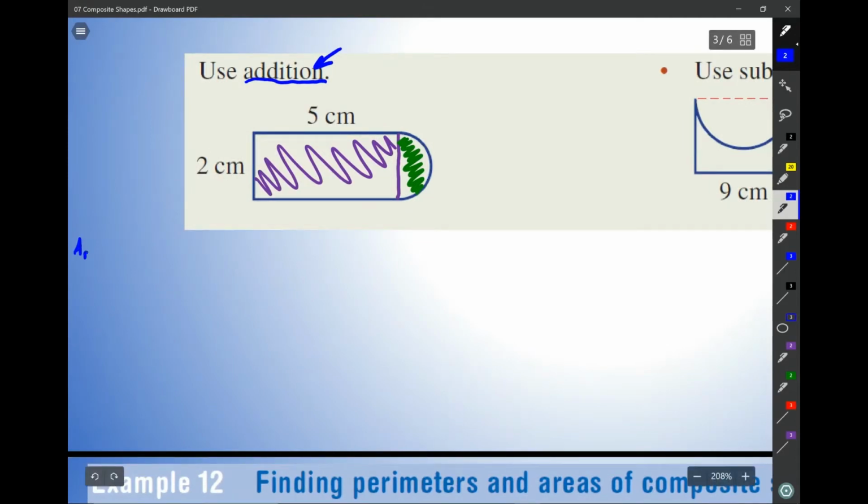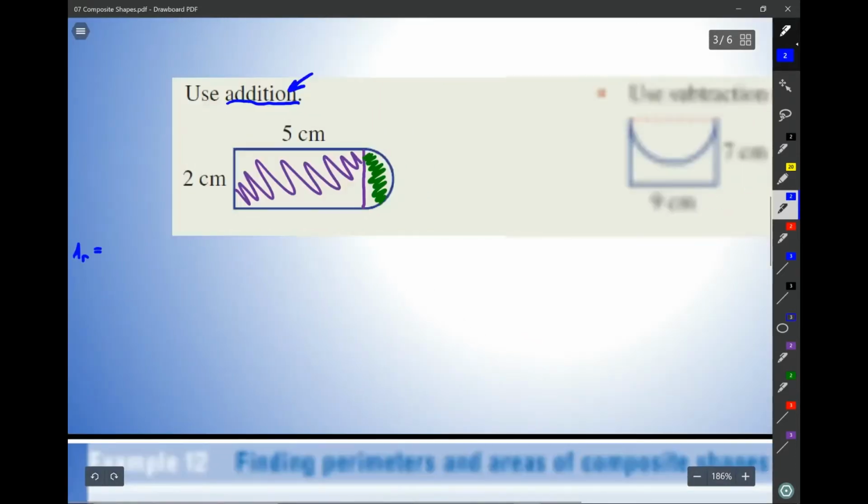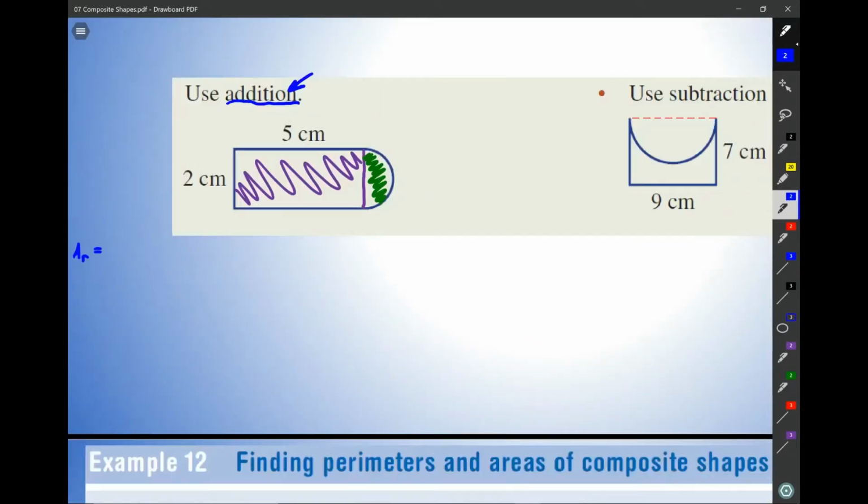What I'm going to do is I'm going to write A with a little r underneath it, and I'm going to use that to represent the area of the rectangle. And we know the formula here is just base times height. So it's going to be 2 times 5. So the area of the rectangle is 10 centimeters squared.